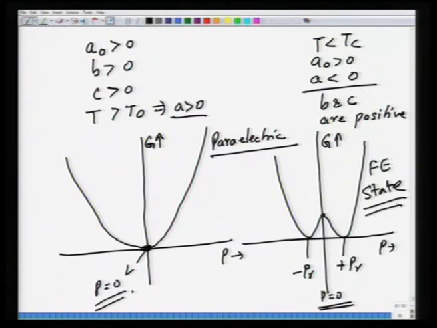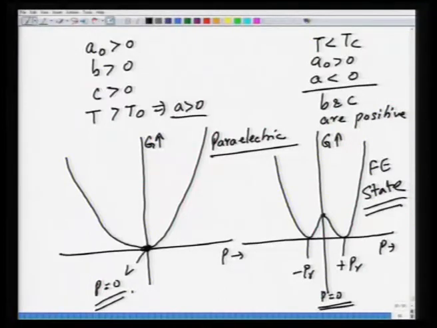So what you have here is at T less than Tc, depending upon the sign of A now, B and C, I am holding both positive. The change in the sign of B determines what kind of phase transition it is, but basically for B and C both being positive, with only the sign of A changing as a function of temperature, you have a ferroelectric state at T less than Tc, where you have two equivalent minimas at plus and minus Pr, and another minima in the paraelectric state at P equal to 0. So, these two states are called paraelectric and ferroelectric states.